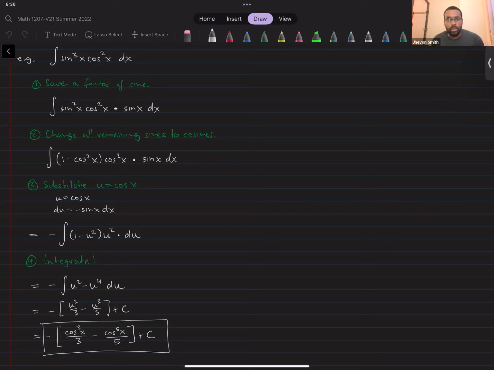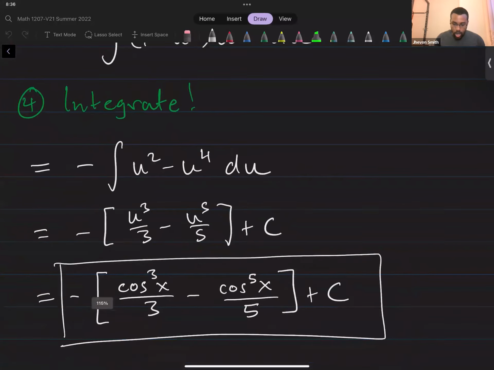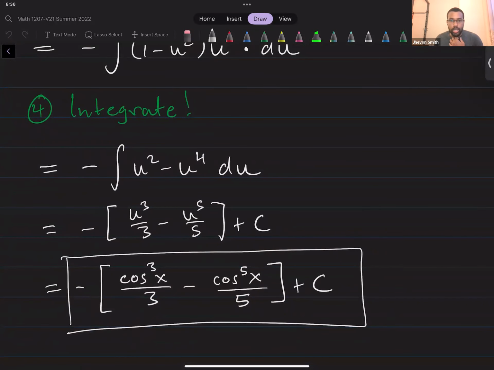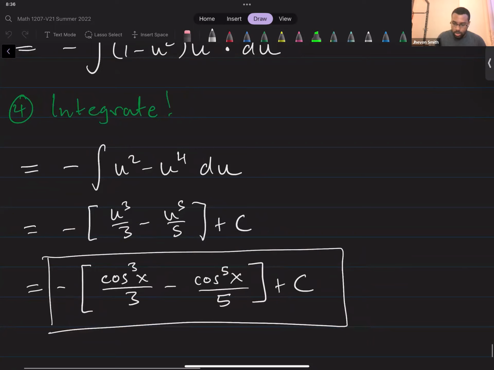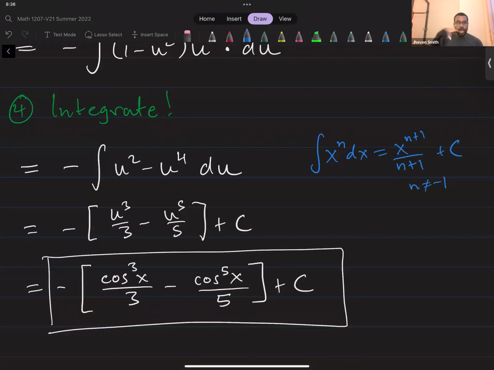In the second to last step, it becomes u to the 5th. Why do you go from u to the 4th power to u to the 5th power divided by 5? Oh, I actually integrated. That's the integration rule. We know that the integral of x to the n is x to the n plus 1 over n plus 1. So you add 1 to the power and divide by the new power. 4 plus 1 is 5, so it becomes u to the 5th divided by 5.